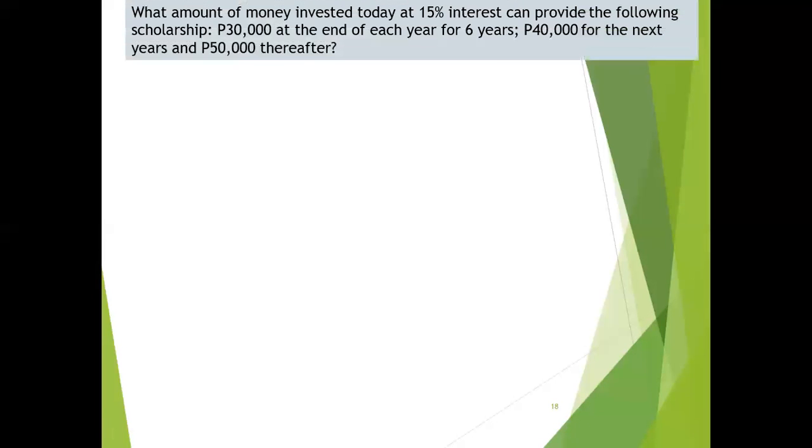Let me show you another problem of annuity. What amount of money invested today at 15% interest can provide the following scholarship? 30,000 at the end of each year for 6 years, 40,000 for the next 6 years, and 50,000 thereafter.